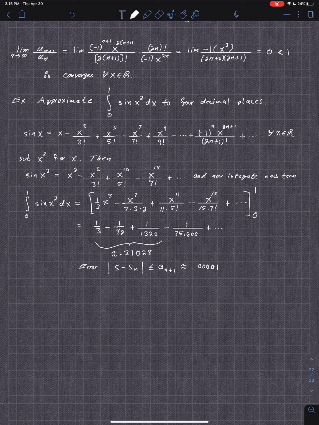So we integrated each one of those. I didn't really show that step so much. Integrating each one, you're getting this, right? Add 1, divide, add 1, divide. It's a polynomial, so you can easily do that. Then when you evaluate, you're just plugging in 1, and 0 zeroes out everything. So you get 1/3. This is 1/42. That's 5 factorial times 11. 15 times 7 factorial. And when you do that calculation, you get this value.